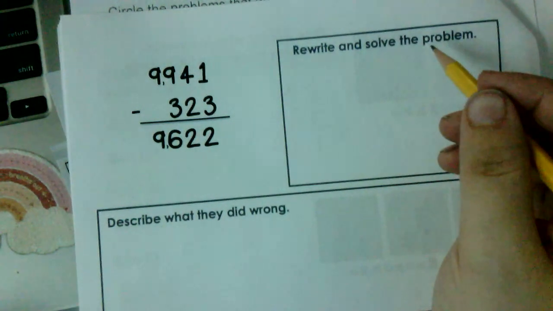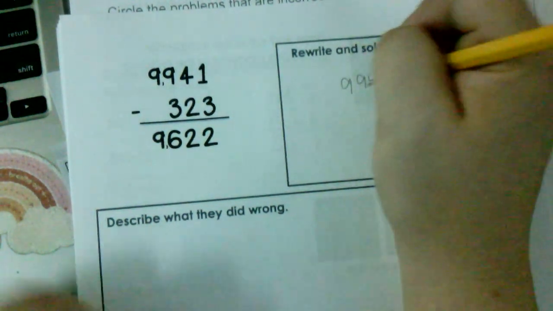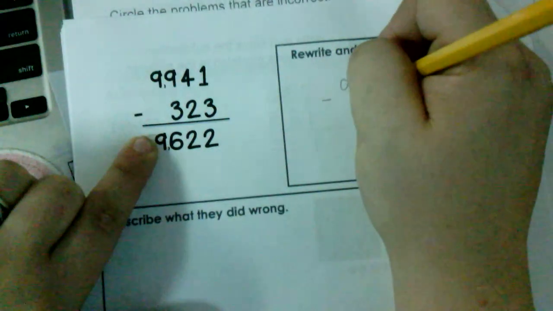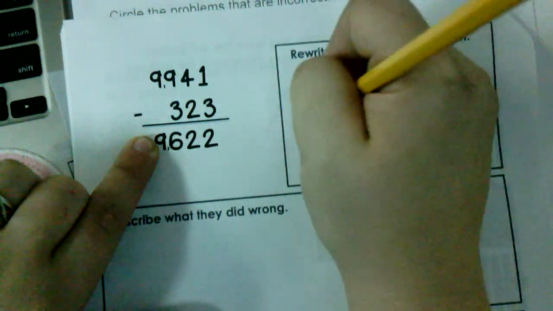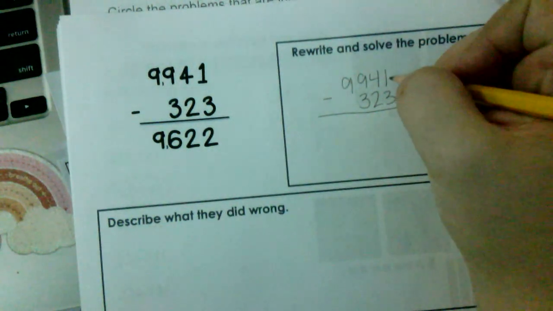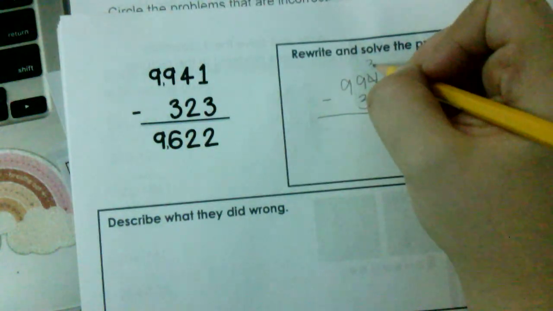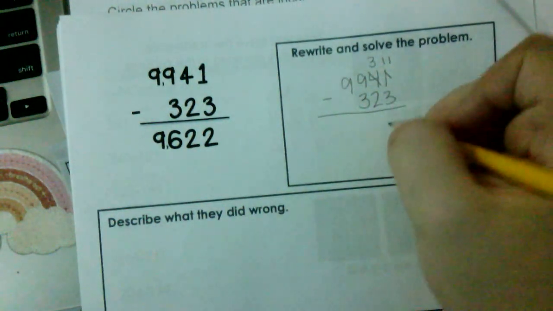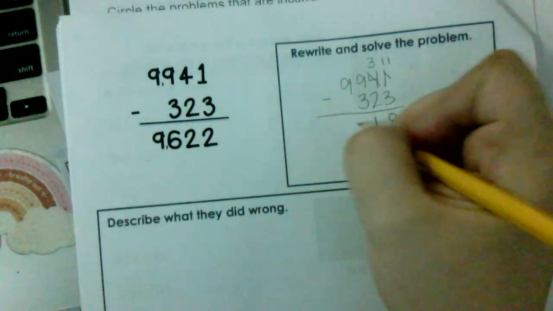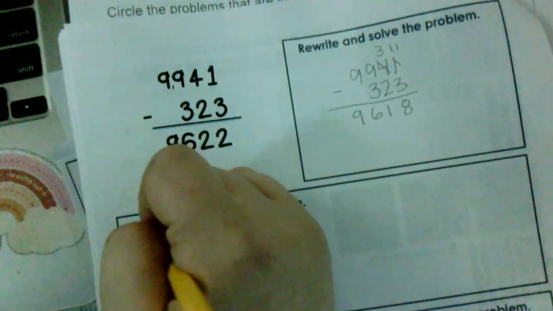So this one says rewrite and solve the problem. All of these are done incorrectly, and I want them to figure out what is going on. So I can't do 1 minus 3. They should have regrouped. Oh, okay, so now I can solve the rest. Describe what they did wrong.